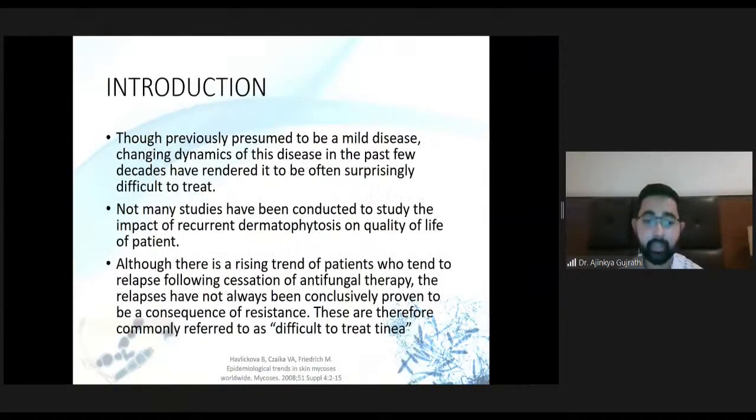Though previously presumed to be a mild disease, the changing dynamics of this disease have proven it surprisingly difficult to treat in many cases. There is usually a pattern that the patient follows, where he says that the lesions get better when he's on treatment, but as soon as he stops the treatment, the lesions recur. So this is often labeled as difficult to treat tinea. There haven't been many studies on this topic.